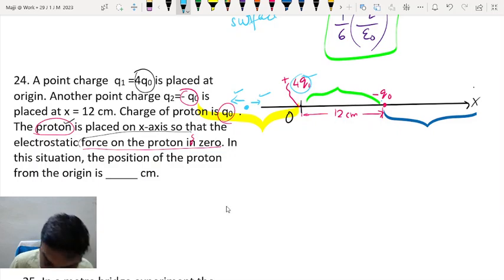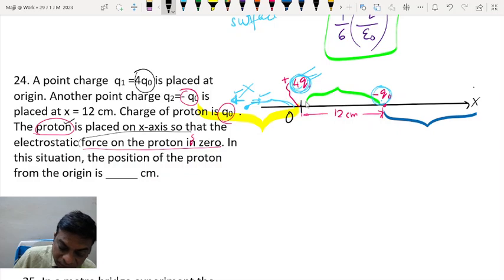But there's a big but. What is that? Now this 4Q naught charge, which is more in magnitude than the minus Q naught charge, is closer. So here the value of charge is more as well as it is closer to this point. So the force due to this charge will always be more than the force due to this. So they cannot become equal, however far you go away to the left. So there is no possibility here of the force becoming zero.